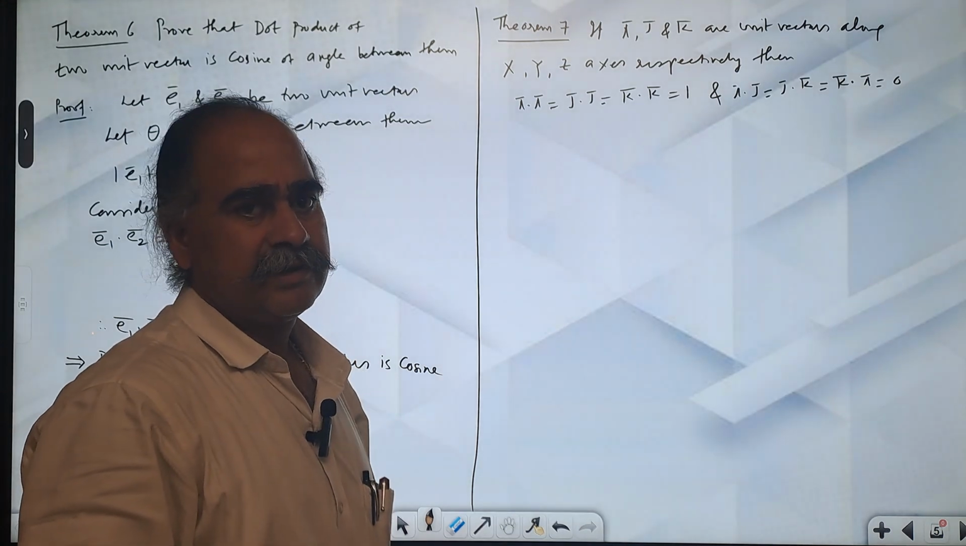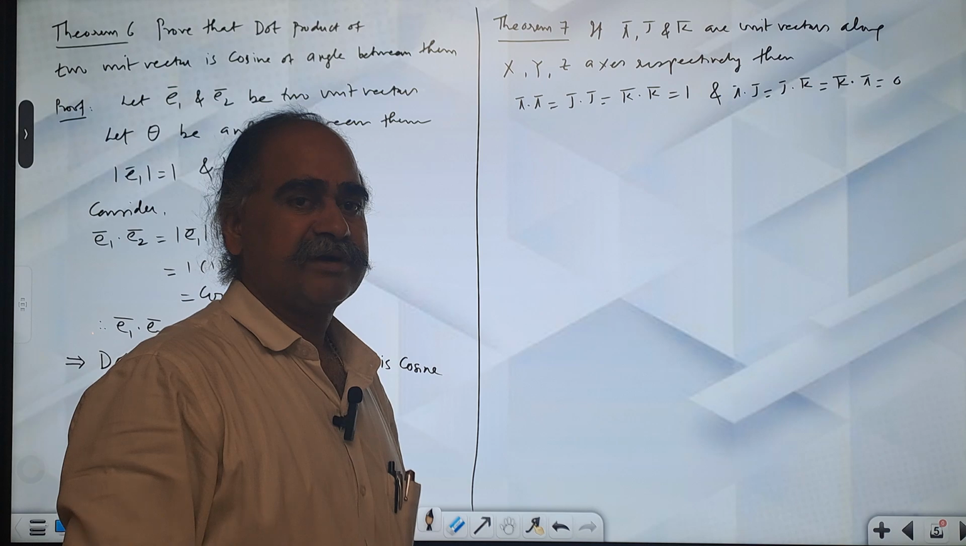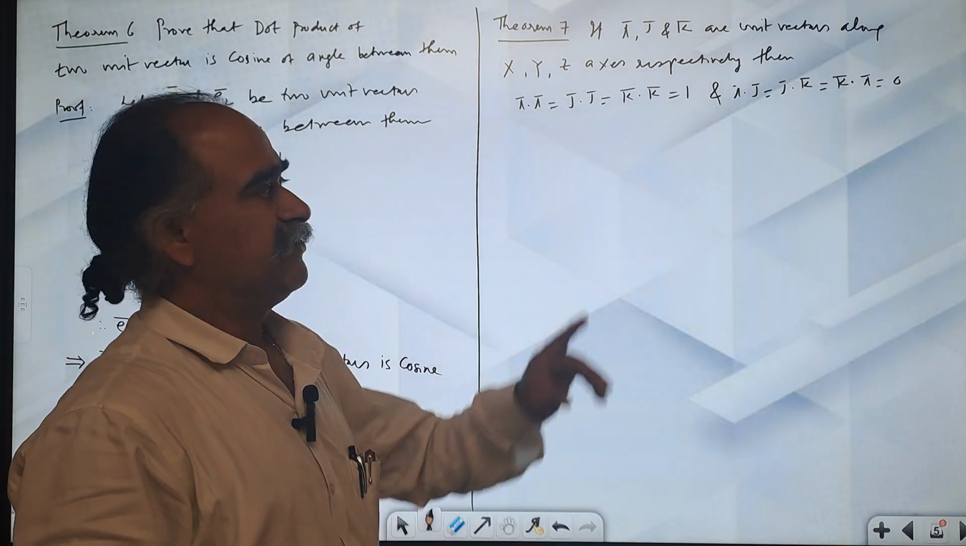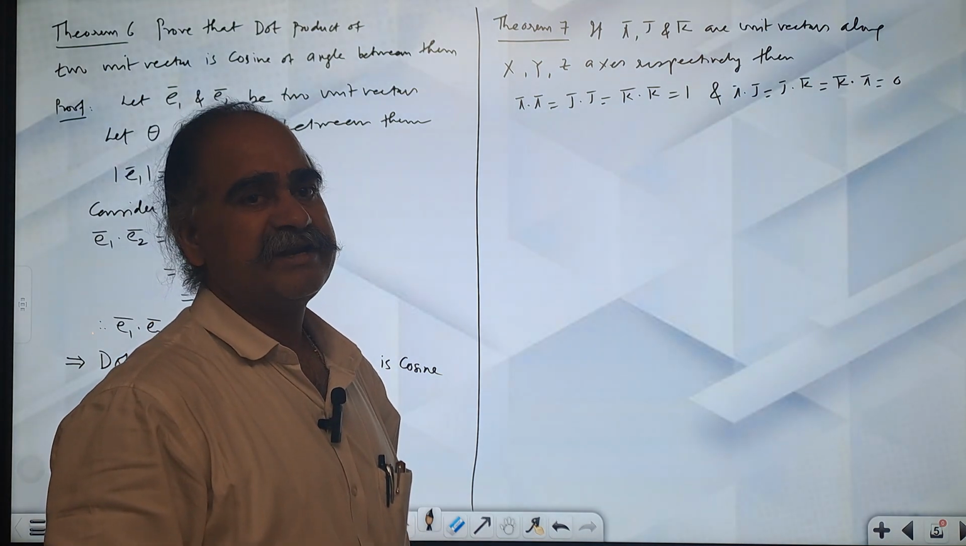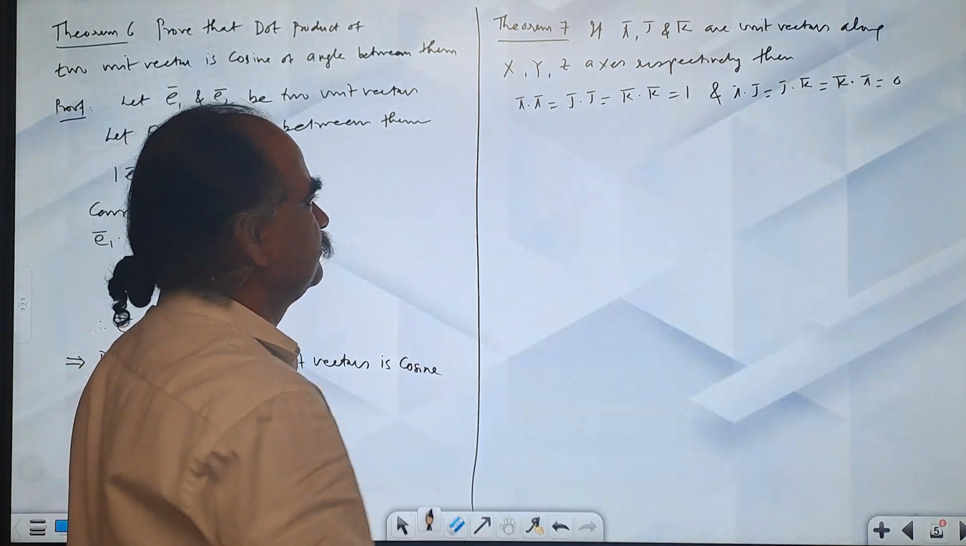The method is the same. You can use it directly. Angle between I bar and I bar is what? 0 degree. So cosine 0 is what? 1. Whereas angle between I bar and J bar is what? 90 degree. Cosine of 90 is 0. Or you can use the same method.